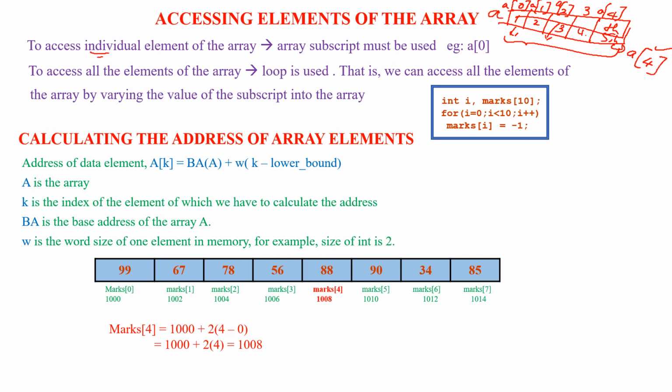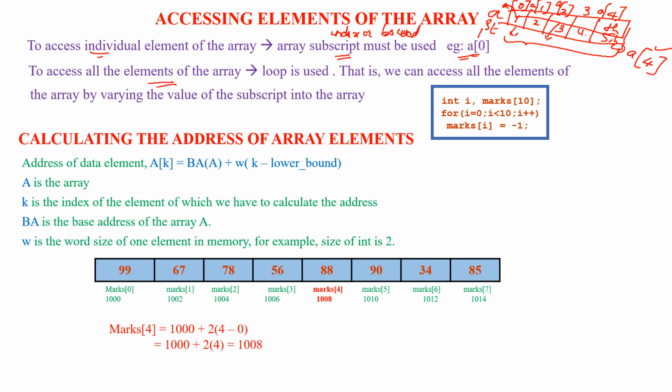To access the individual element of the array, a subscript must be used. You know that subscript is nothing but your index or your bound by another name, right? So for example, if you want to access your first element, you can write just A of 0. But if you want to access all elements of the array, for this example, let me take the same example. I have to access A of 0, A of 1, A of 2, A of 3 and A of 4.